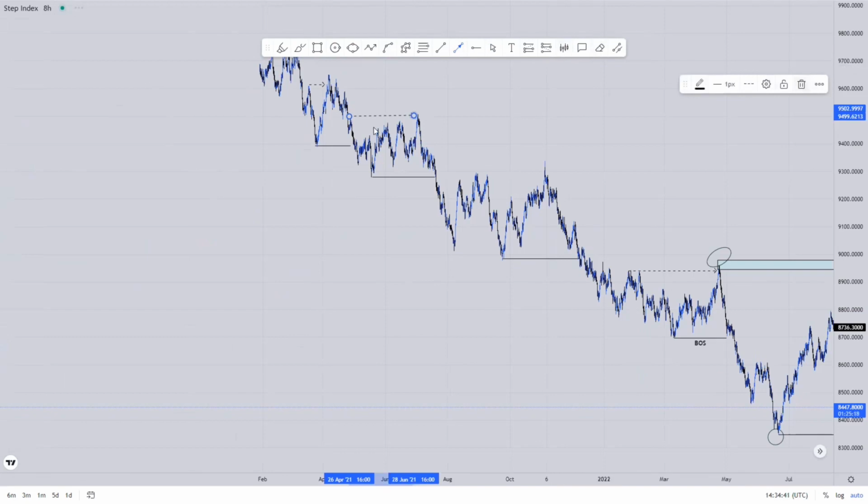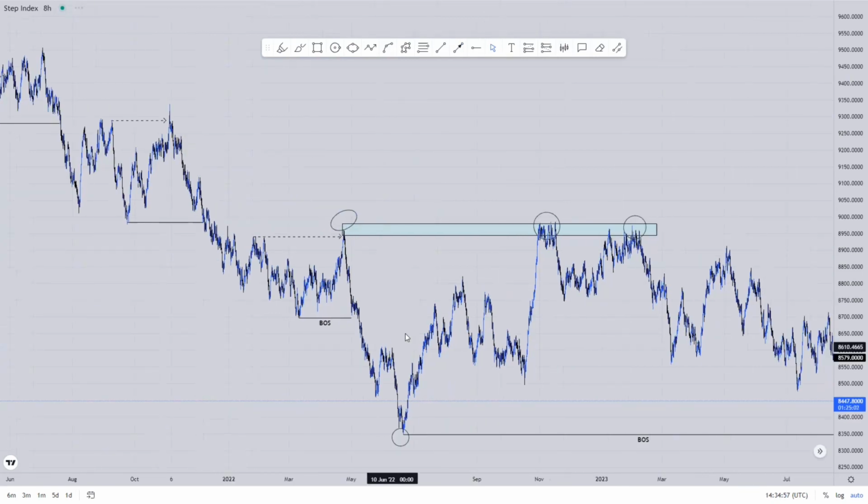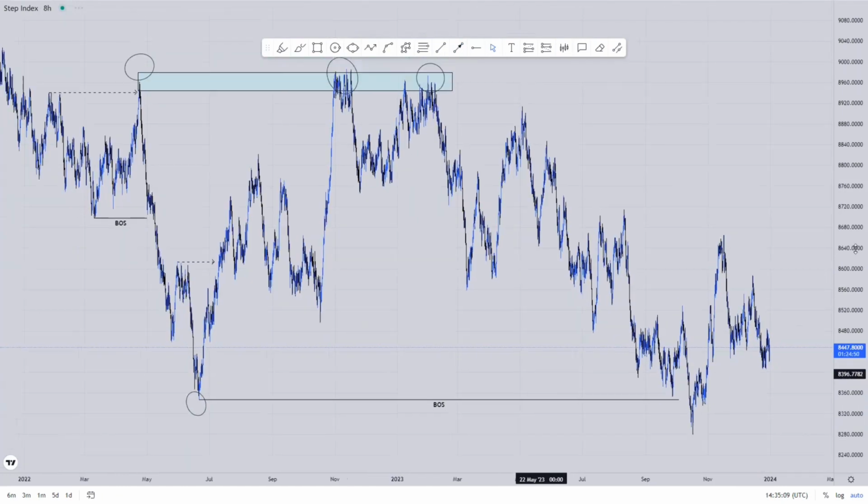My inducement in this case is which one? It's actually this one. Collected inducement, then they came here, collected inducement, then they went, came here, collected inducement, which is here. Then they kept on going up, but they eventually came down. So here we have a major break of structure.